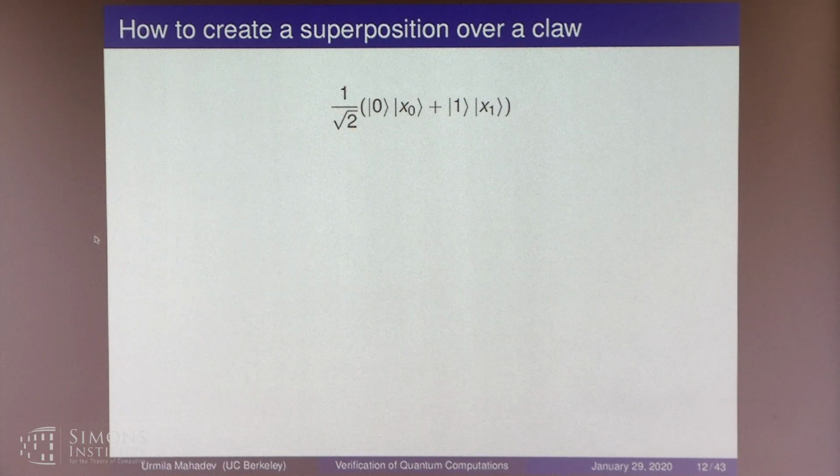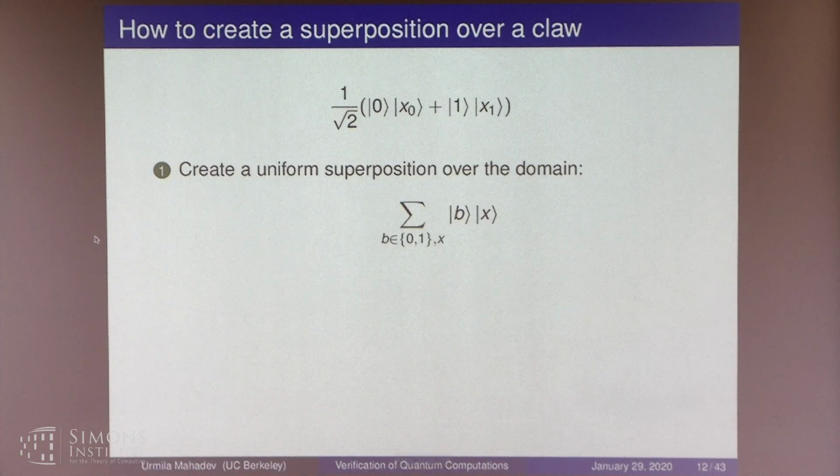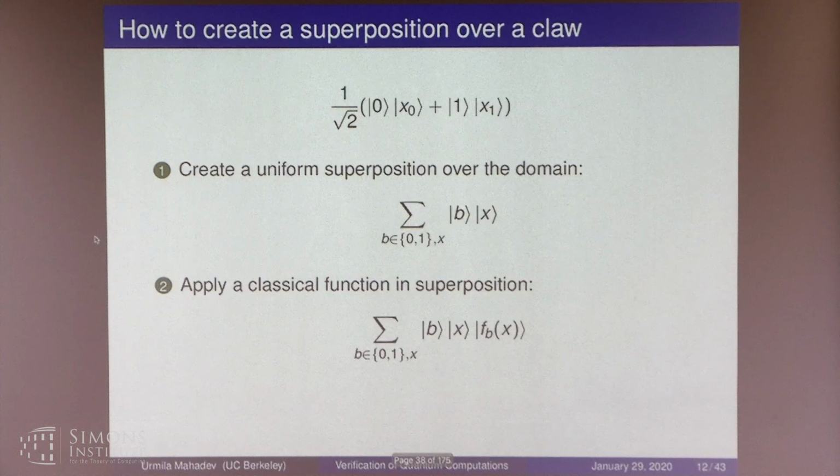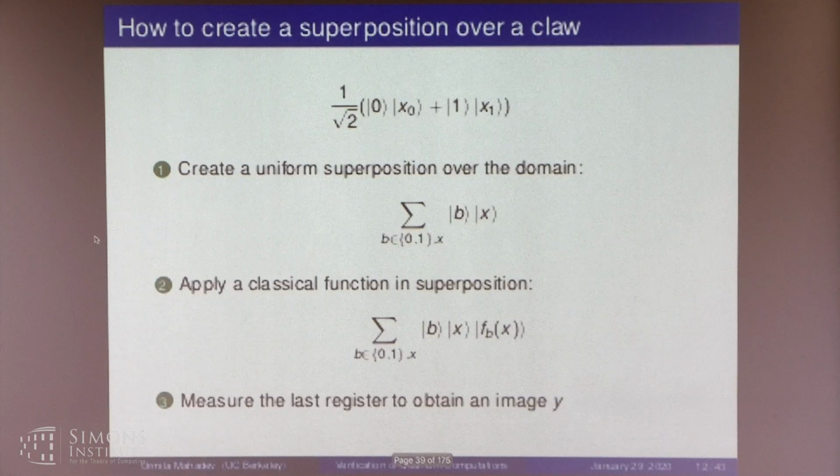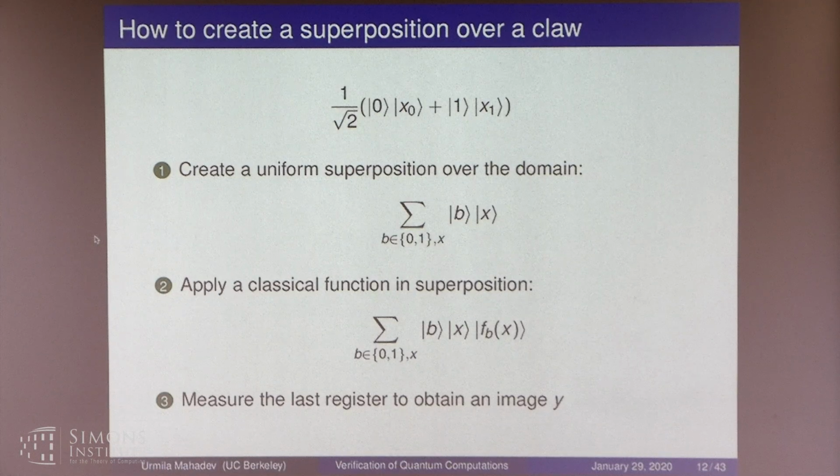Okay, so we want a quantum machine to create this superposition. What the quantum machine does is first create a uniform superposition over the bit B and the string X, which is the domain of the function. Then it applies either F0 or F1, depending on that first bit B. And now it measures that last register to obtain an image Y.